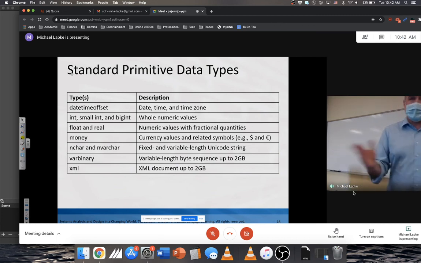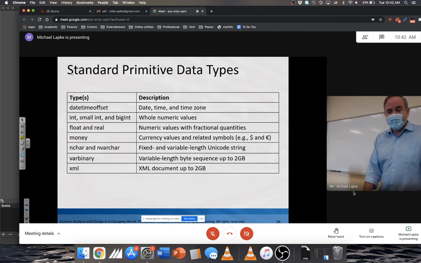The range is much wider in DBMSs. They'll go back a couple thousand years and forward a couple thousand years, but it still is discrete. We have integers, small ints, big ints. So this is just the number of bytes that you use to store it. Whether you need to store billions or hundreds or thousands, that would be what you choose here. Floating variables. These are decimal values.